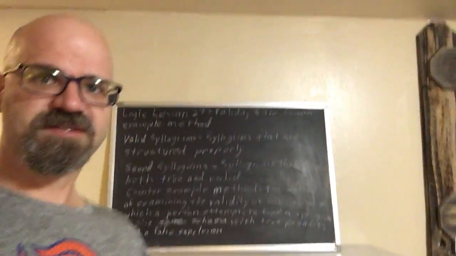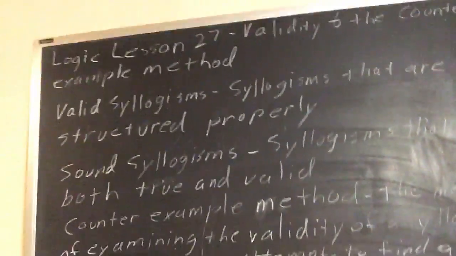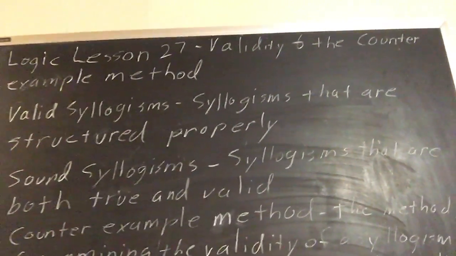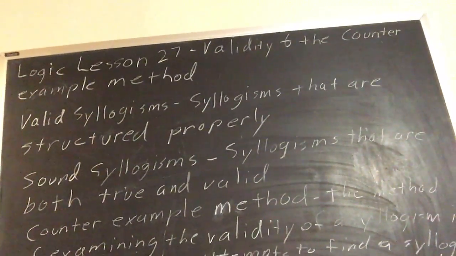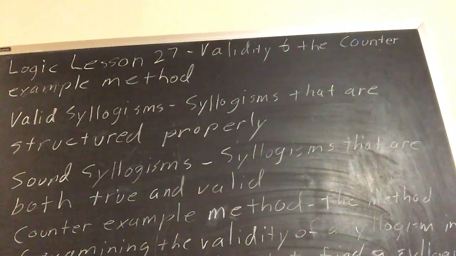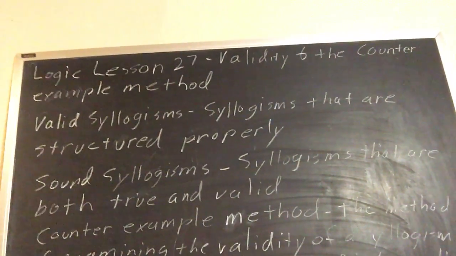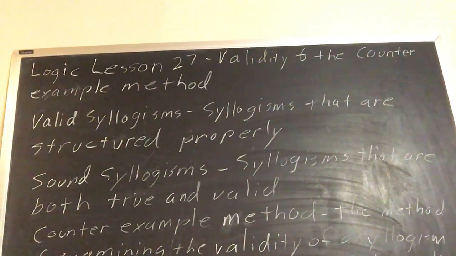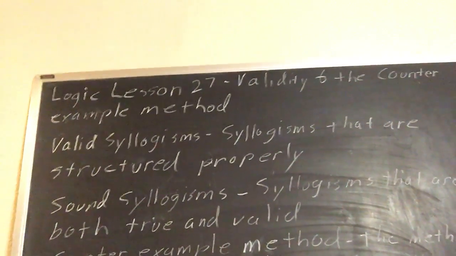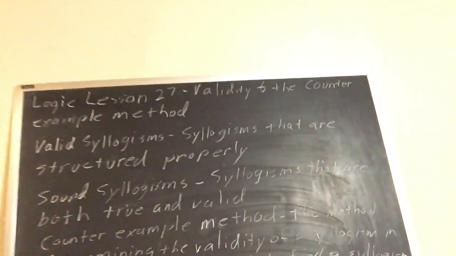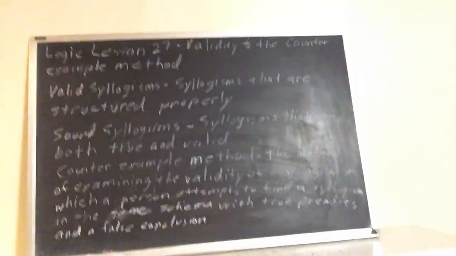Today's lesson is lesson 27, validity and the counterexample. Let me see if I can get you up to the chalkboard here. I have a very small chalkboard that's kind of hard to see. Validity, logic lesson 27, validity and the counterexample. So we're going to learn about validity and how to tell whether or not a syllogism is valid.